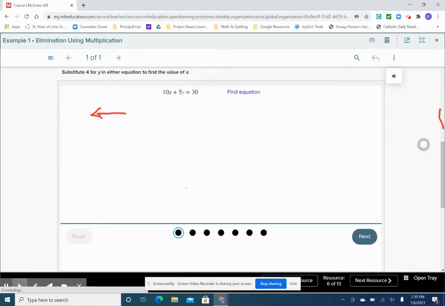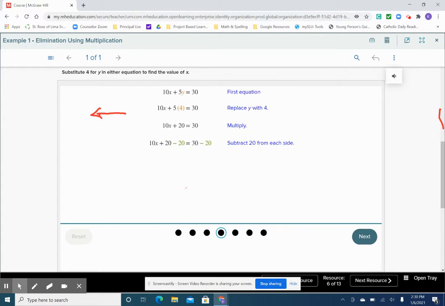So let's take a look at the process involved there. You're just going to substitute 4 for y. So 10x plus 5 times 4, 10x plus 20 equals 30. Subtract 20 from both sides: 10x equals 10. Then divide both sides by 10, and your x equals 1.